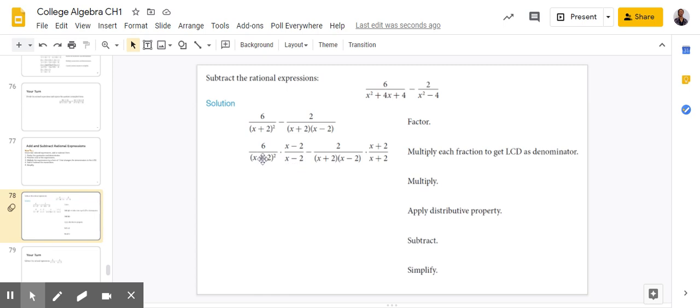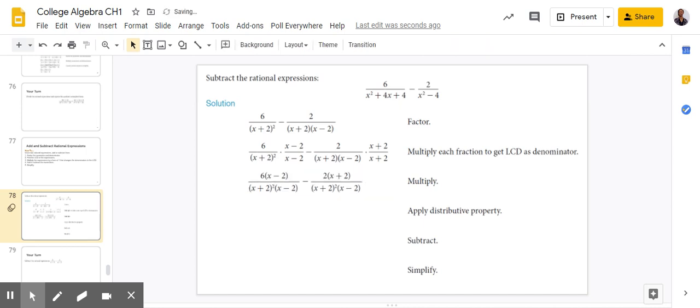In order to make this have a common denominator, we need to multiply, right? If we multiply the bottom by x minus 2, we must multiply the top by x minus 2. And same thing over here, we're missing an x plus 2 term. So if we multiply the denominator by x plus 2, we must also multiply the top by x plus 2. And that's what you're seeing right here. So we're multiplying both to get that lowest common denominator.